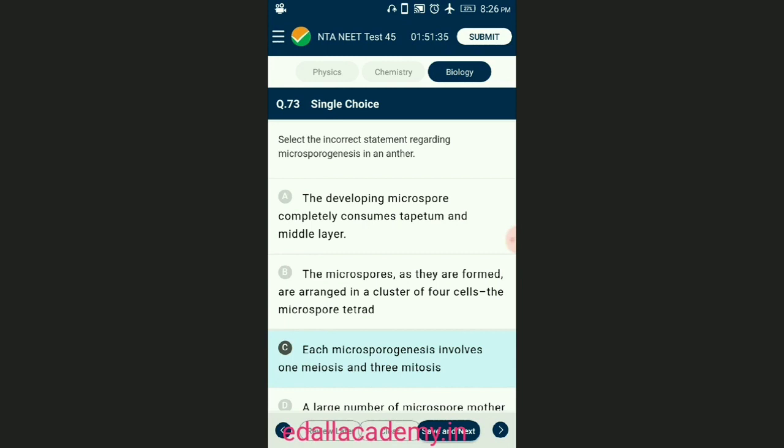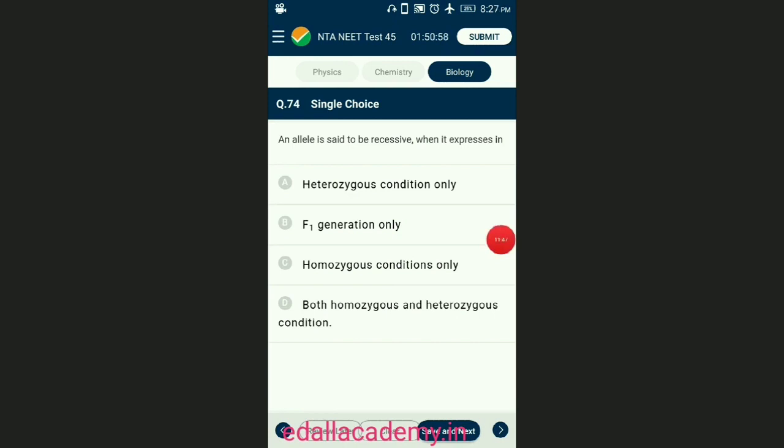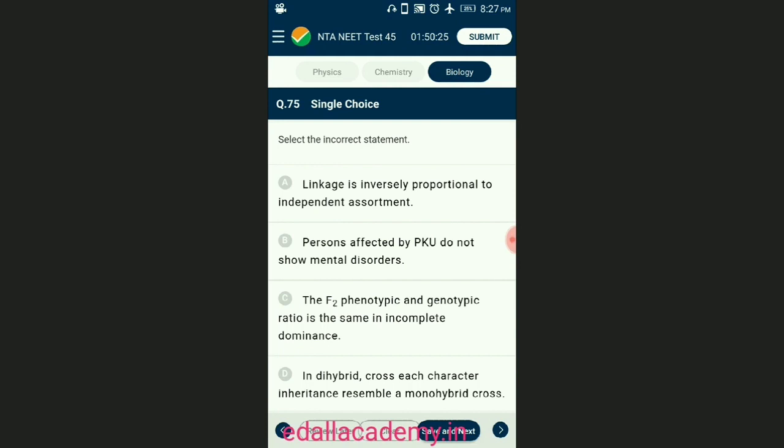Question number 74. An allele is said to be, and it expresses in. The recessive allele can express itself only in homozygous condition. When two alleles are present in a dissimilar pair of factors, one member of the pair dominates and is called dominant, and the other is recessive. The answer for this question is option C. Homozygous condition only. That is the statement.